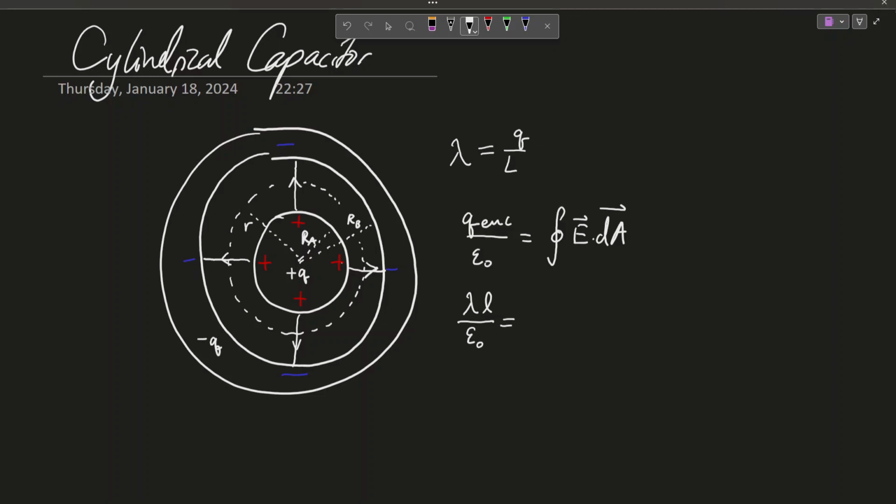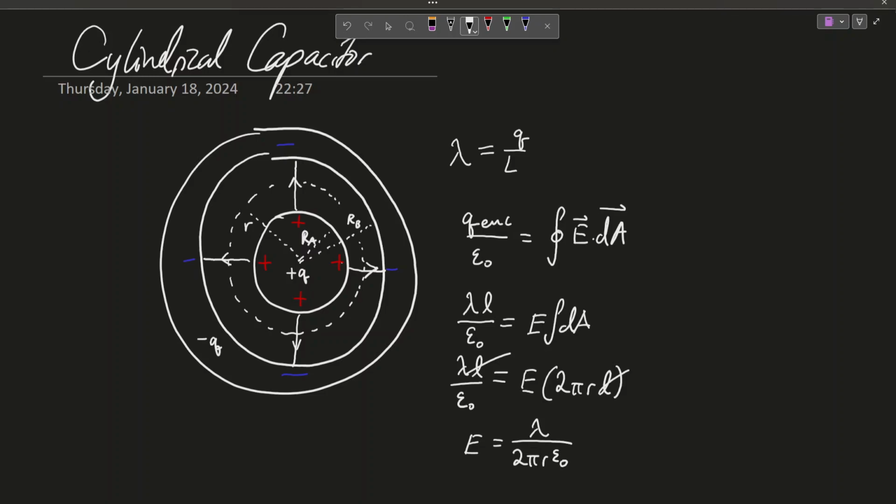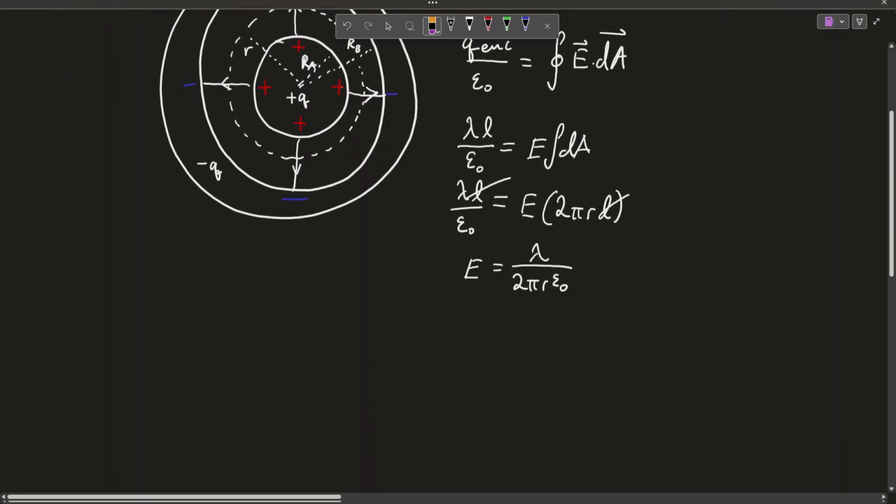That means our A becomes just the outer area of the rounded face of the cylinder. And of course our E field is going to be constant going around that face just by symmetry. So we pull out the E, and now the integral of dA for the outside face of a cylinder is 2 pi r little l, equal to lambda l over epsilon naught. So now this is going to cancel out, and we find that E is equal to lambda over 2 pi r epsilon naught.